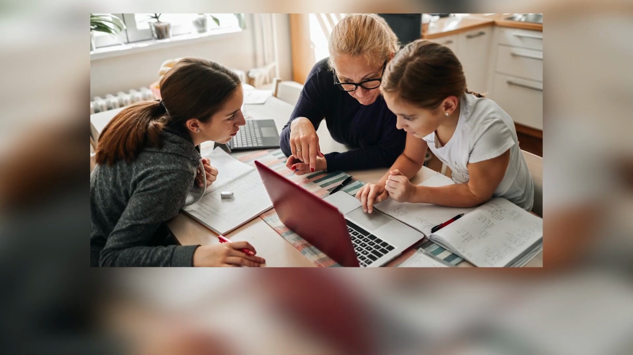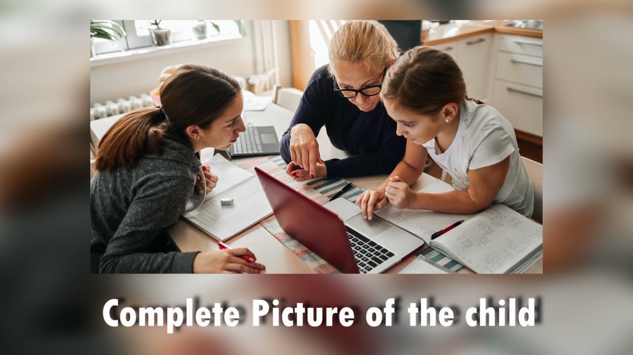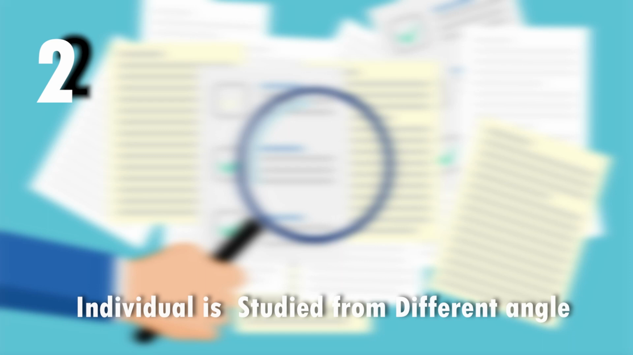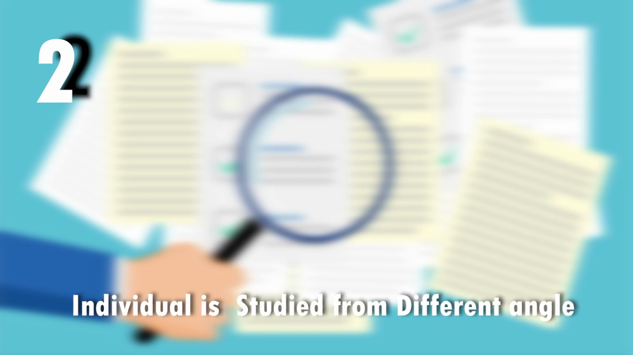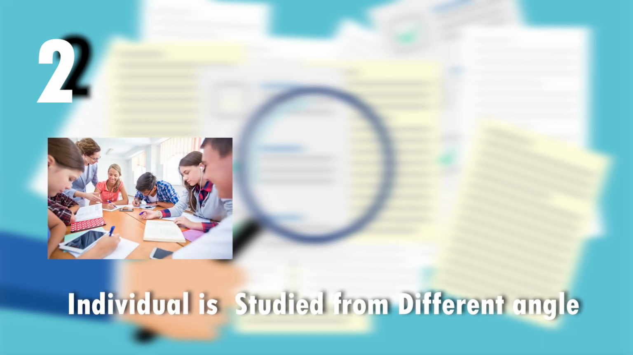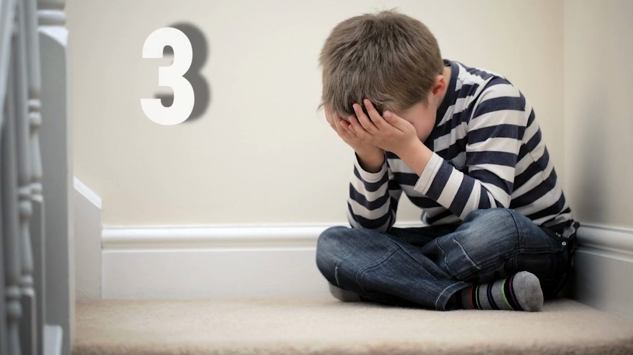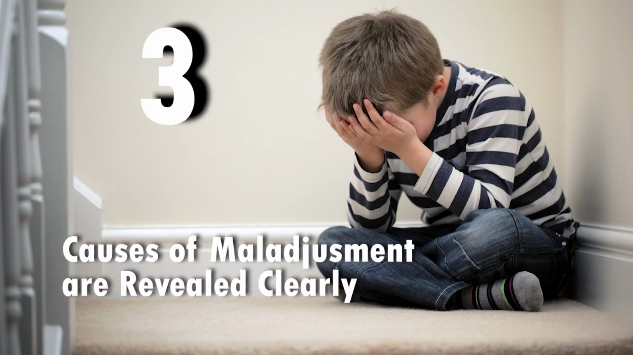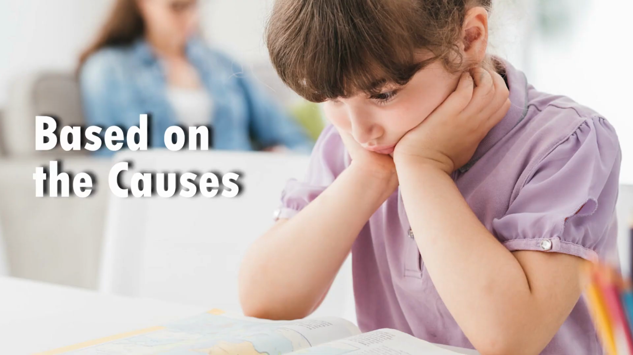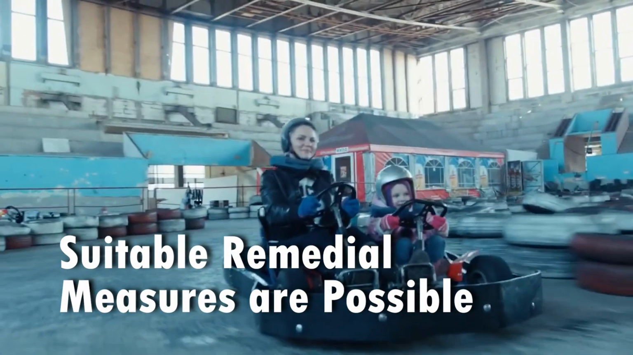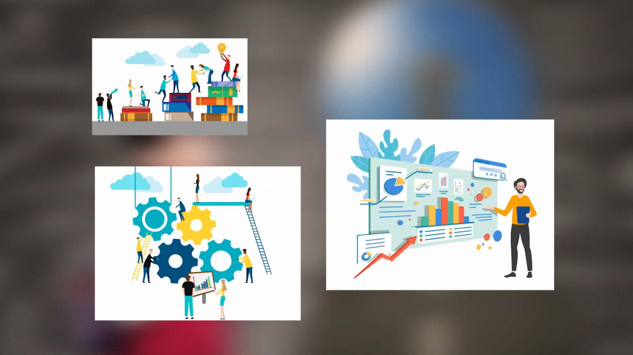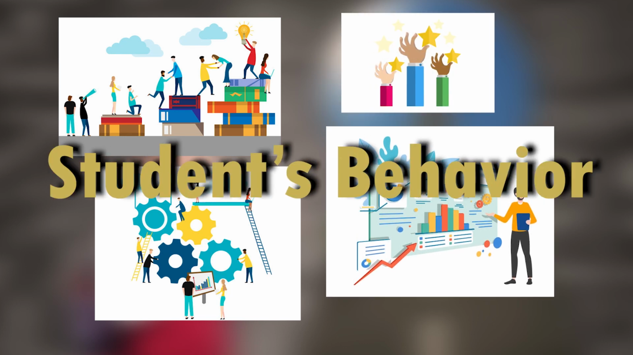The first one is it gives us a complete picture of the child under study. The second one is an individual is studied from different angles, that is social, economical, cultural, and physical. Third one is causes of maladjustment are revealed clearly. Based on the causes, suitable remedial measures are possible. The fourth one is case study usually concludes with a change or growth in students' behavior.